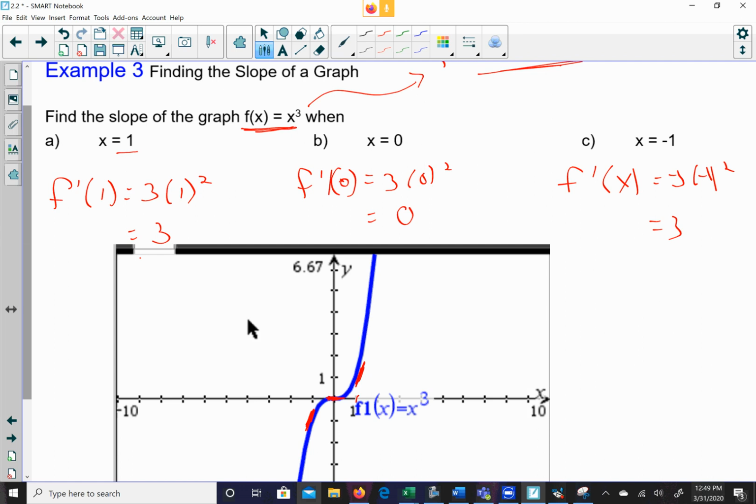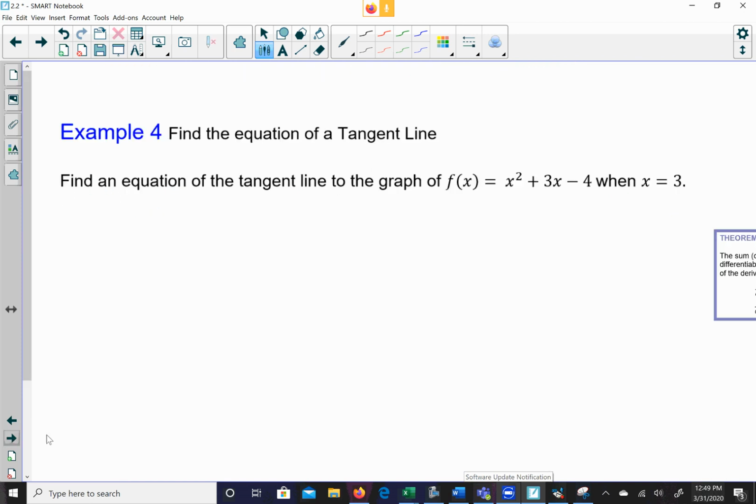If this derivative is positive, that means your function is increasing. If your derivative is equal to 0, that means you hit like a bump. Or it could be like a parabola, where I hit the top of that parabola, or the bottom of the parabola, depending on how your parabola opens. So that's finding the derivative at a point, or the slope of the graph at a point.